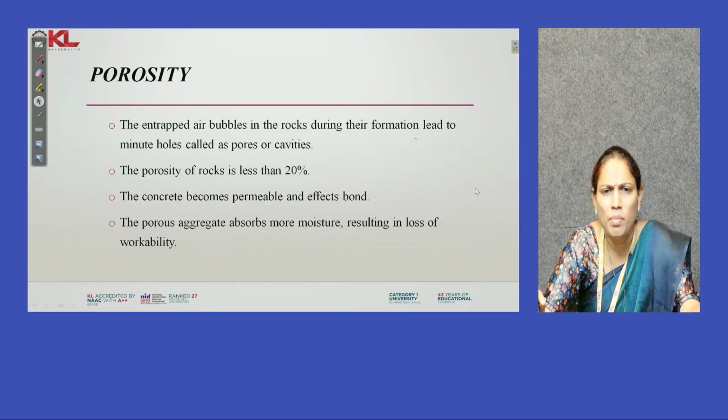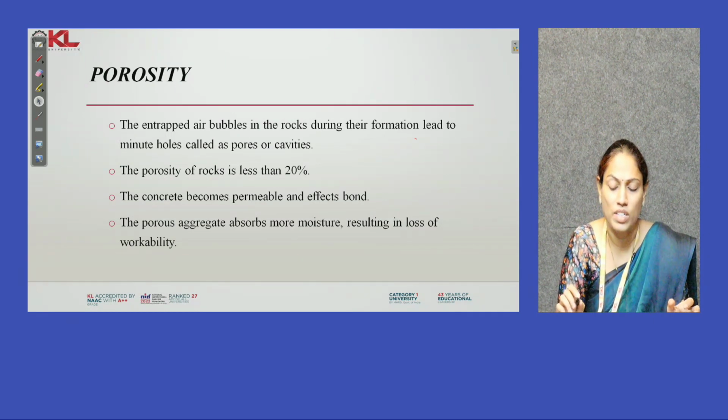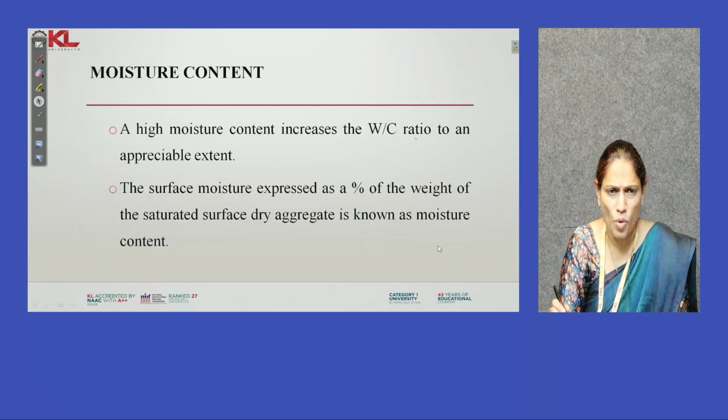Porosity: the entrapped air bubbles in rocks during their formation lead to minute holes called pores or cavities. Generally this should be less than 20%, because more than 20% gives more air gaps, and the soundness of the concrete will reduce, and the design life will also be reduced. Moisture content: a high moisture content increases the water cement ratio to an appreciable extent. The surface moisture expressed as a percentage of the weight of saturated surface dry aggregate is known as moisture content.